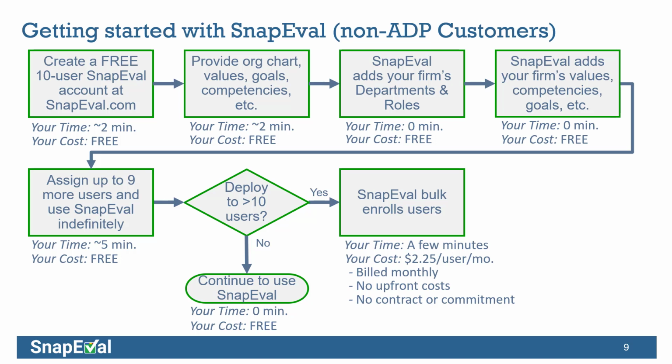That would also be the time that you'll either sign up for the Performance Management Edition or the Unlimited Edition. So your cost is either $2.25 or $3.25 per user per month. That's the first point in the process where you're going to actually spend any money. And again, there's no upfront costs, there's no contract or commitment. You basically are paying as you go.